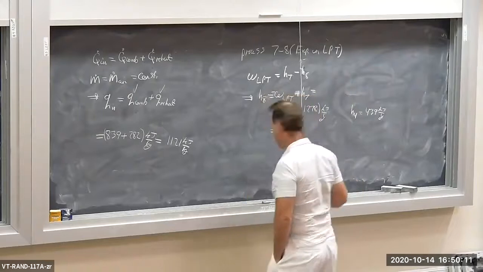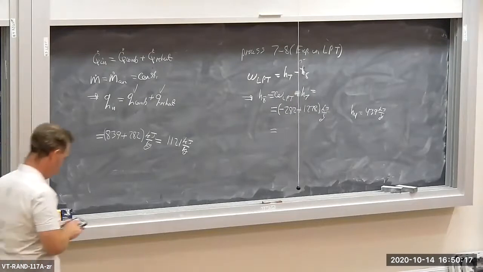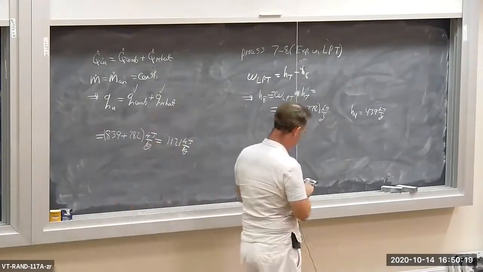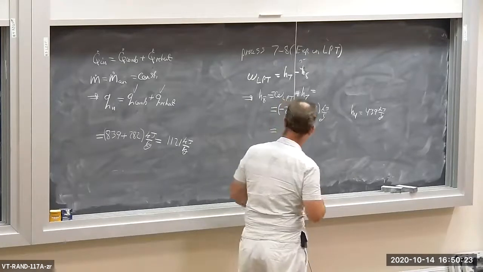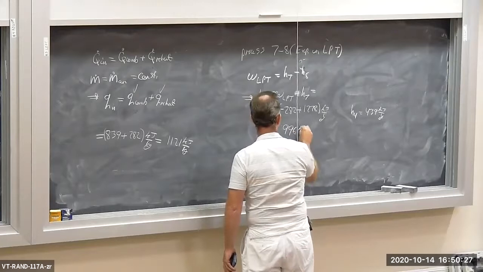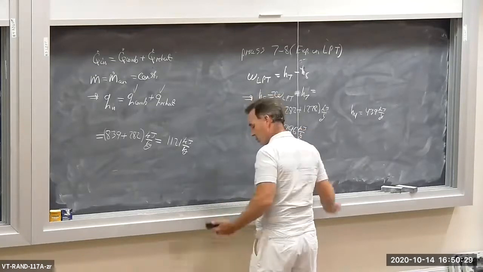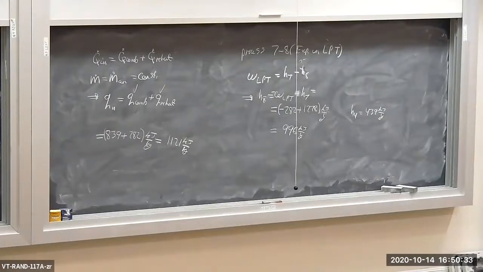So H8, let me crank that out. 1278 minus 282, 996. Where have I seen that before? 996 kilojoules per kilogram. So that's H8. Check. Okay, let's calculate the heat transfer inside the regenerator.